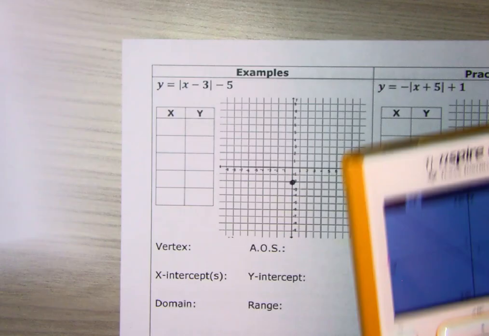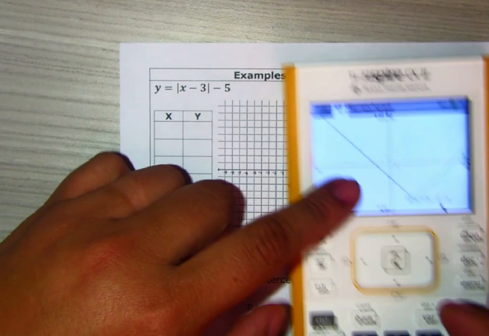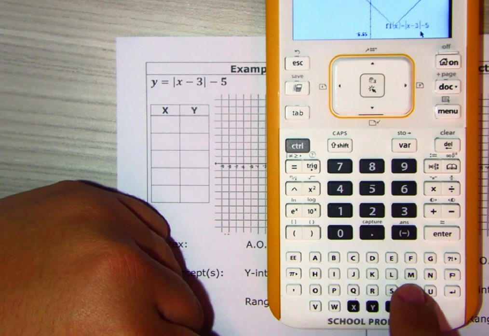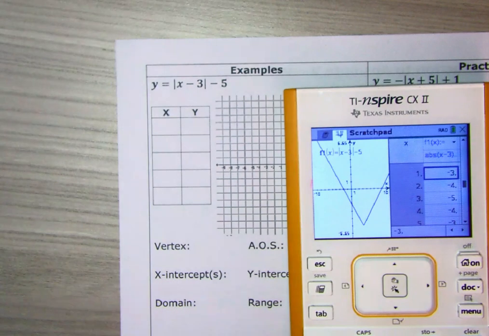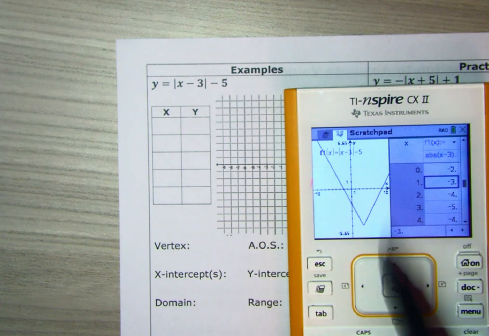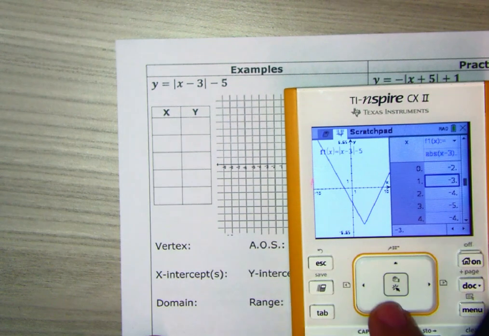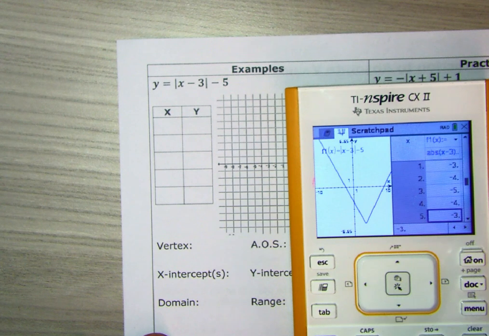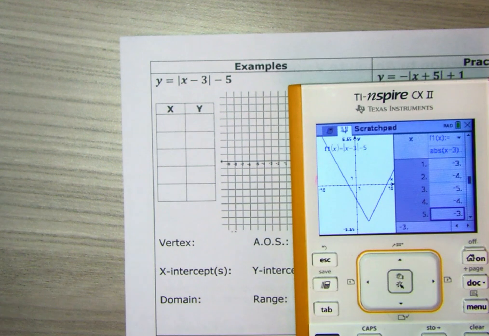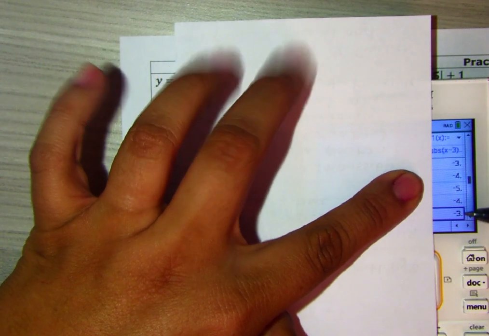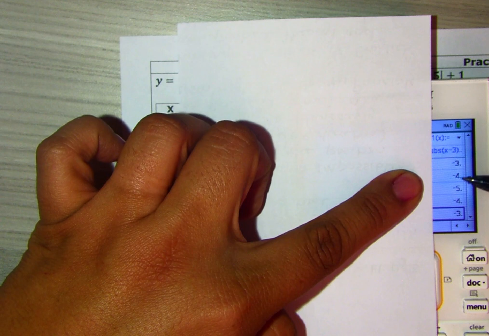But to speed things up, I'm going to go straight into the table. So what I'm going to do is press Control and then the letter T. Control T, here's the table. Immediately I get (0, -2), (1, -3), (2, -4), (3, -5), (4, -4). So before you just write any random number here, I want you to ignore the x's and look at the y values.